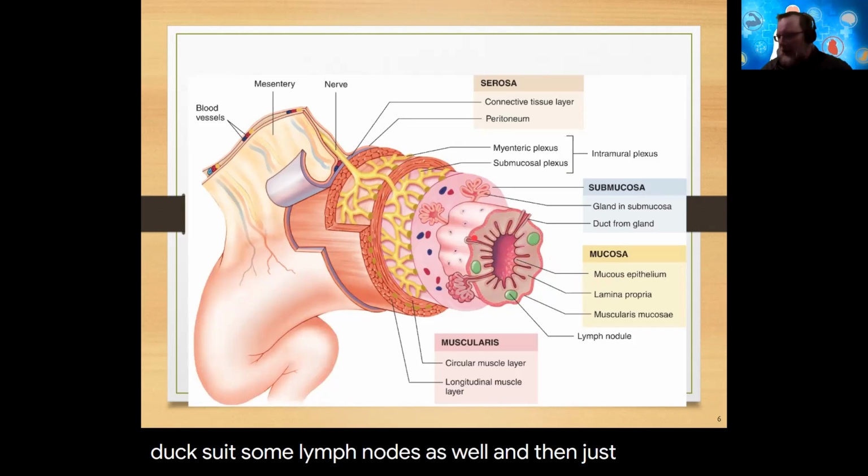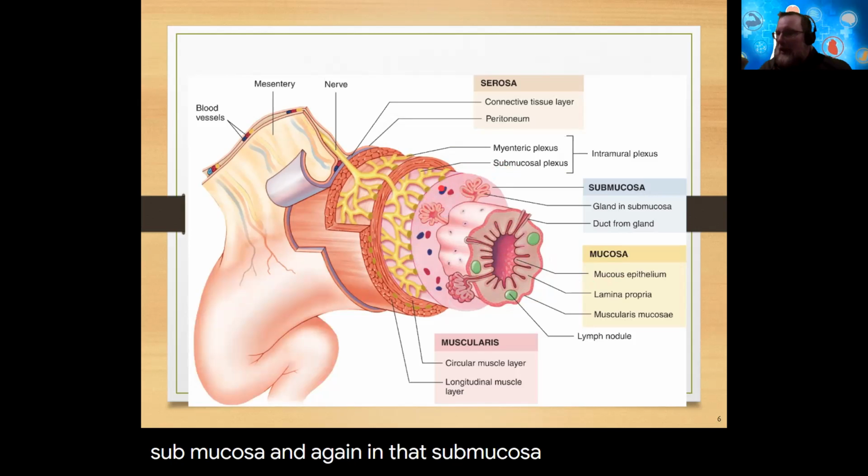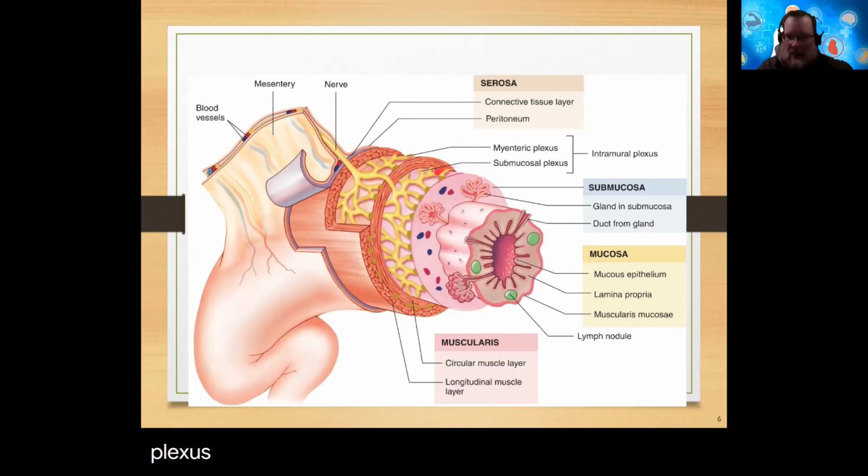And then just deep to that mucosal layer, that epithelium, we see what's called the submucosa. And again, in that submucosa, being that it's connective tissue, we would see some glandular aspects, just like we see in the dermis of the skin. We would see blood vessels. We would see some nerves. Okay, we call it the submucosal plexus, just a group or bundle of nerves.